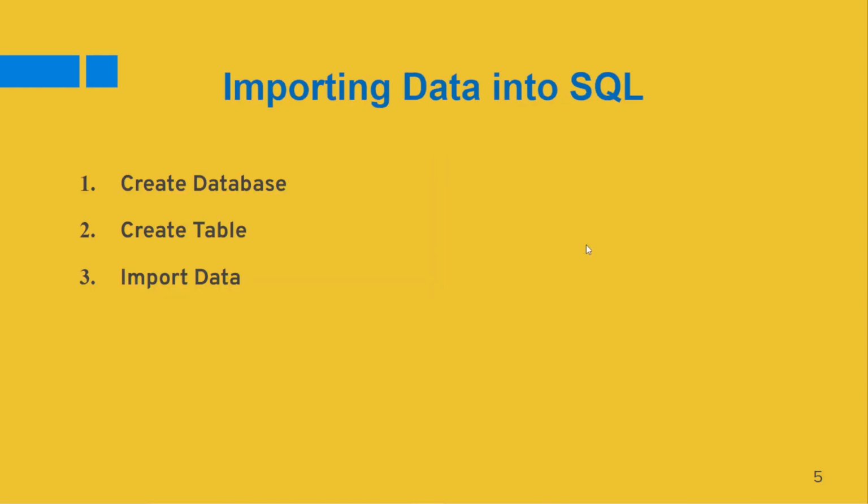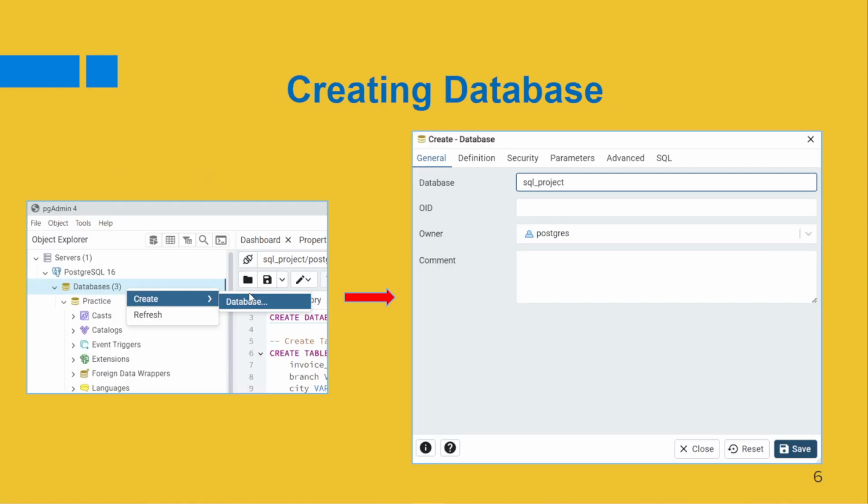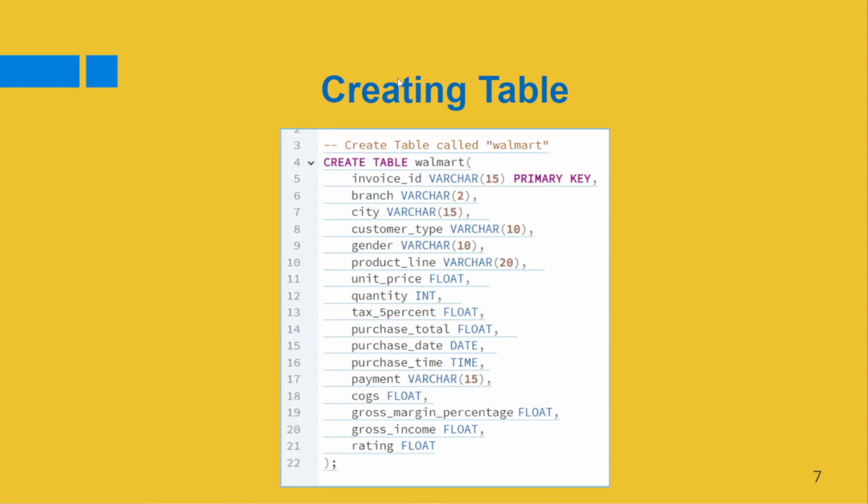After this, for importing the data into SQL, there are three basic steps. First, we need to create the database, then create a table, and then import the data. For creating the database, you can see the steps displayed here. Similarly, for creating a table, we need to write the code wherein we mention each variable name along with its data type. And if there is any primary key, we also need to include that.